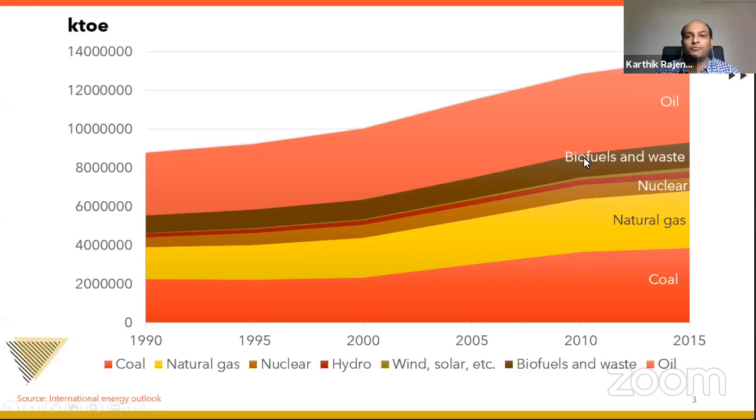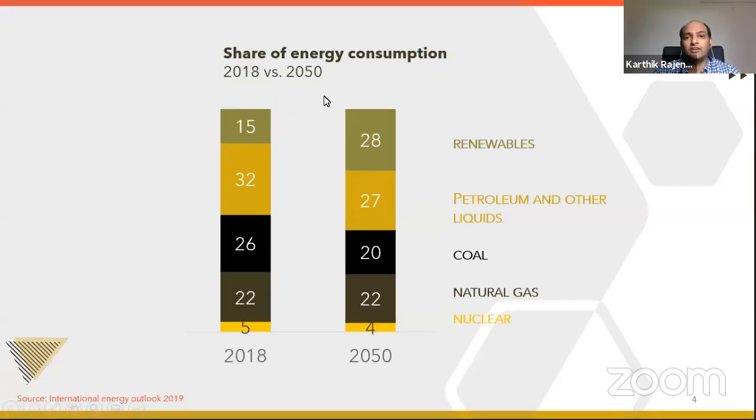And if you look at biofuels and waste, they constitute only around 10% of the net energy that is produced. So in total, 14 million kiloton of oil equivalent energy is consumed. And if you look at the share of energy consumption, let's say in 2018, the majority of our shares are from petroleum and liquid fuels, which is 32%, while coal is the second major contributor, about 26, natural gas at 22. But when we move forward to 2050, things might change, where the share of renewables is likely to increase, maybe double.